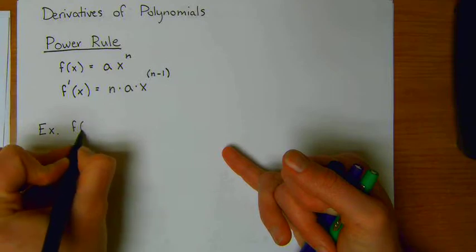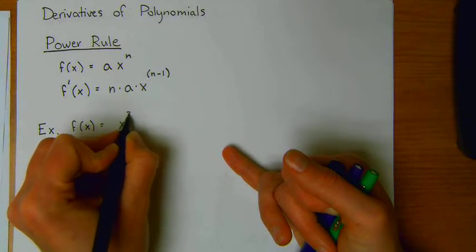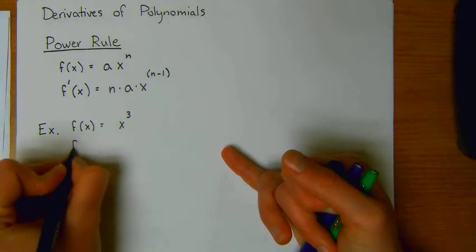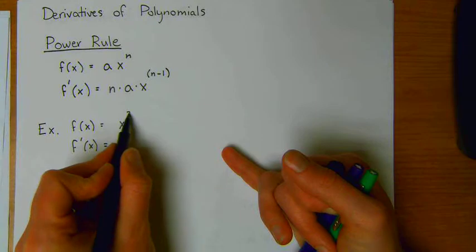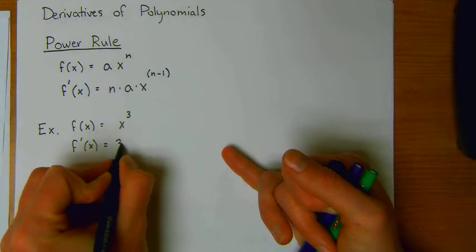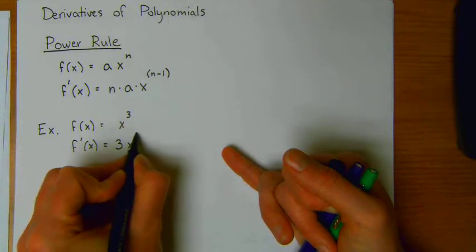Suppose our original function f of x is equal to x cubed. Then the derivative of this function, by following power rule, the exponent becomes a coefficient in front, and the previous exponent, I'm going to subtract 1 from it, and I'll end up with a 2.